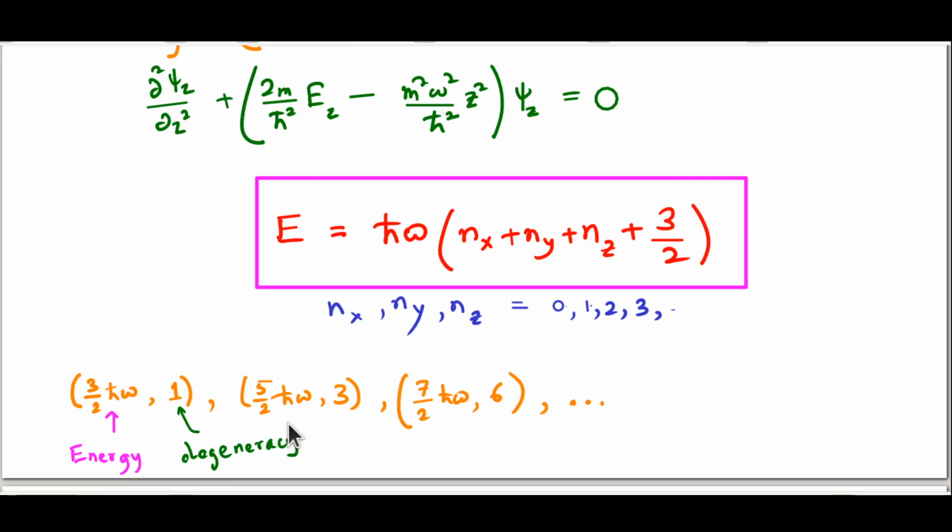7 by 2 h cross omega, of course, for that nx plus ny plus nz has to add up to 2, and that can happen either if any one of the 3 is 2, so 2, 0, 0; 0, 2, 0; 0, 0, 2, or 2 of them are 1 and the third one is 0. Again, there are 3 different ways of doing that. So a total of 6 different possible combinations of nx, ny and nz give you the same energy E.